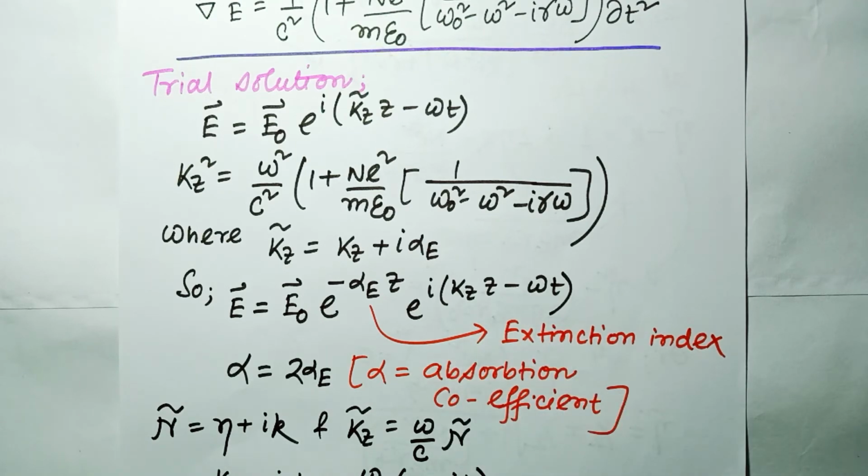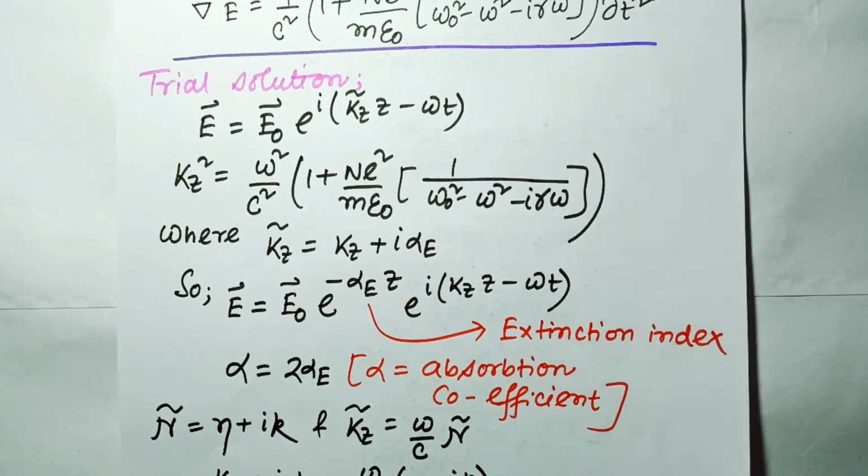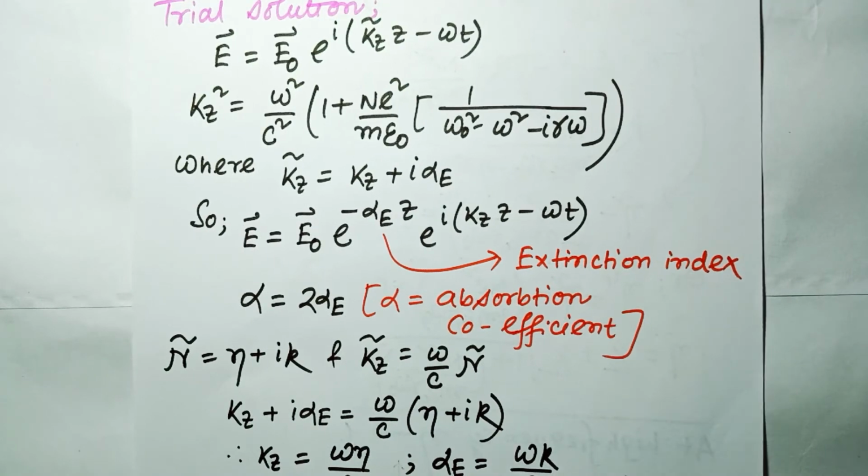Now I define alpha as twice alpha e, a new quantity, where alpha e is the extinction index. This alpha is defined as the absorption coefficient, which has the dimension of 1 by length, and it determines the amount of energy absorption that occurs within each interval of distance the electromagnetic beam penetrates into the specific material.